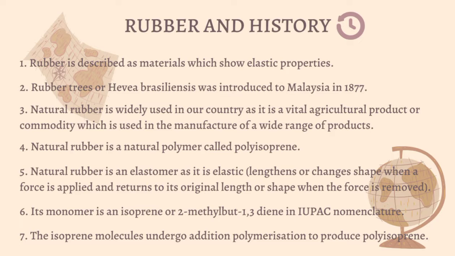Natural rubber is a natural polymer called polyisoprene. Natural rubber is an elastomer as it is elastic. Its monomer is isoprene, or 2-methyl-1,3-diene in IUPAC nomenclature. The isoprene molecules undergo addition polymerization to produce polyisoprene.